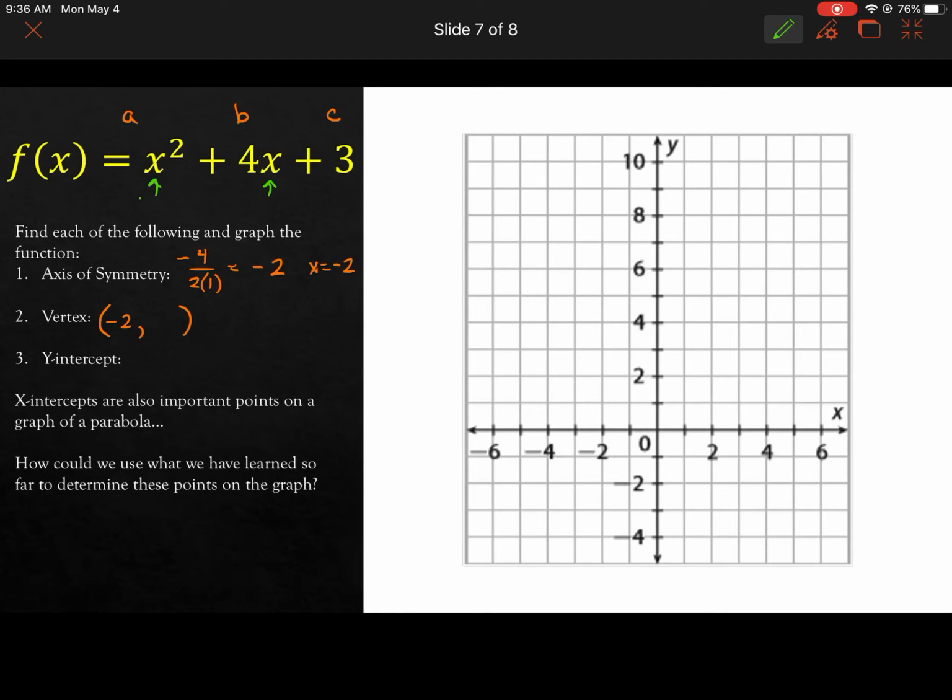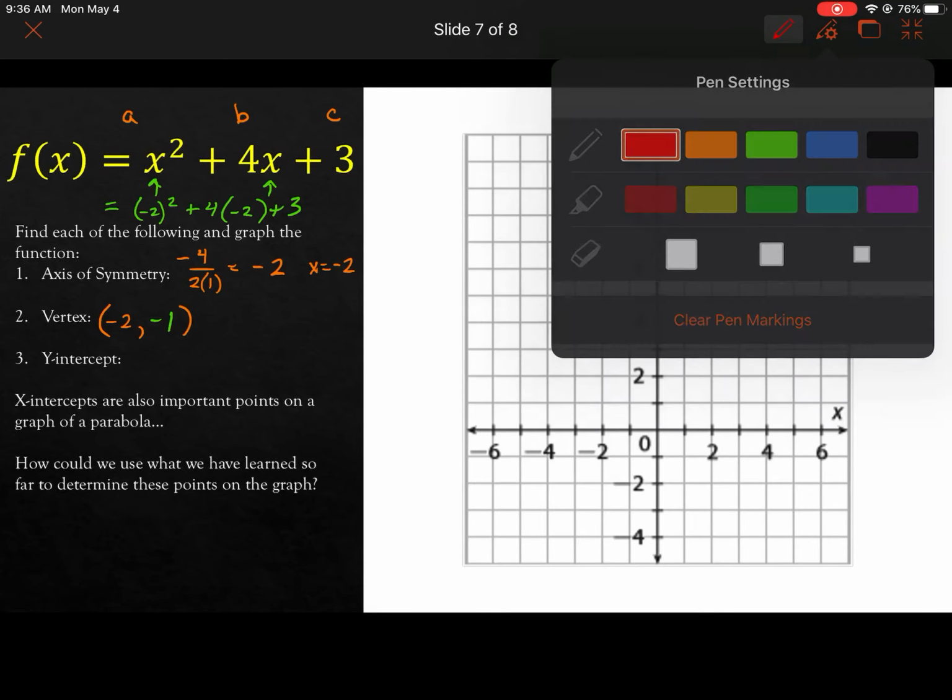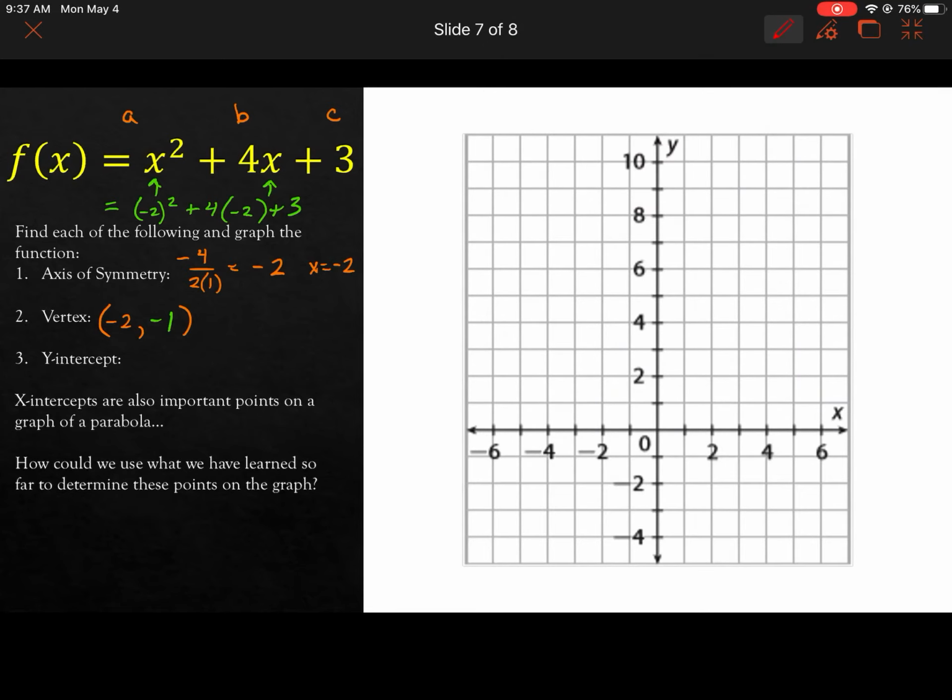So we're going to have a -2, don't forget to use parentheses so you don't mess up the signs, squared, plus 4 times -2 plus 3. This is going to give me my y value of that vertex. So -2 squared is 4. 4 times -2 is -8. So 4 minus 8 is -4. -4 plus 3 is -1. So I have my first point, which is my vertex: -2, -1. I also know my axis of symmetry.